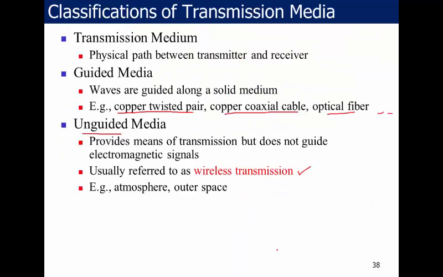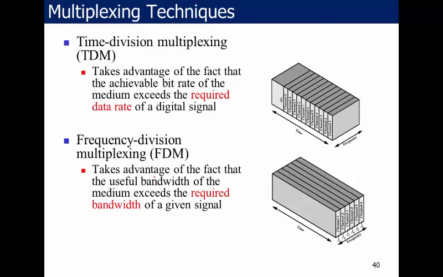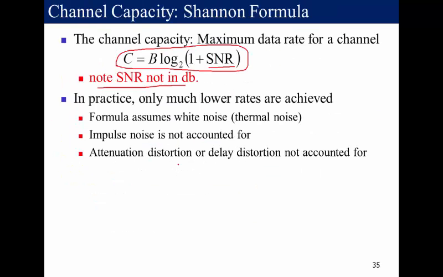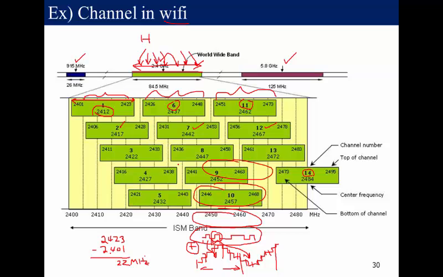There are two ways: time division multiplexing and frequency division multiplexing. You can divide in frequency, which you can see simply here. I want to use this frequency for my data, that frequency for your data, another frequency for her data, and things like that. We divide the frequency.